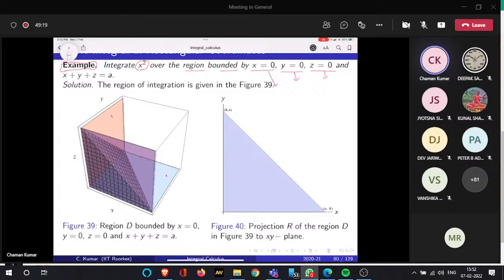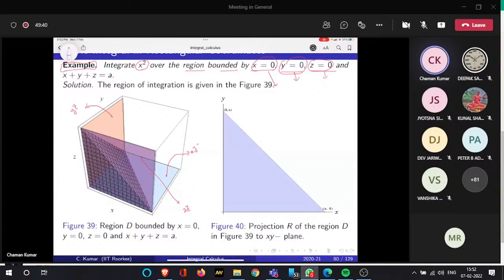So this surface is the XZ plane. The one at the bottom is the XY plane, and this one on this side is the YZ plane, which corresponds to x equals 0, y equals 0, and z equals 0.